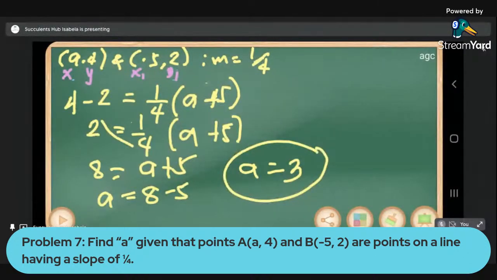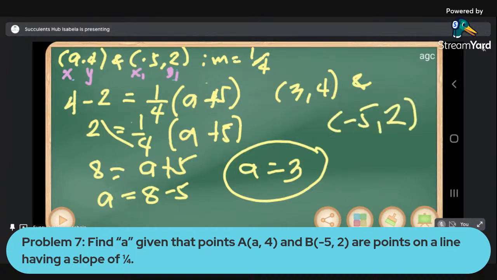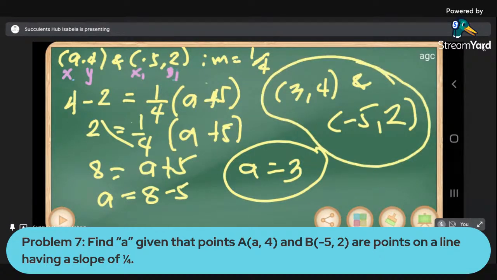So the coordinates of the points that is on the line having the slope 1/4 are 3, 4, and -5, 2. Okay, so kung gusto nyo i-prove, pwede nyo i-solve ito. Find nyo yung equation using the two-point form and see kung ano yung, or i-find nyo ito para makuha nyo yung slope na 1/4. Ayan. So, pwedeng ganun ang way. Actually, maraming ways on how to solve problem number 7.